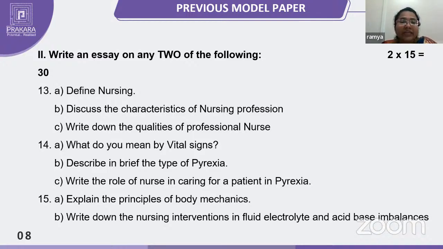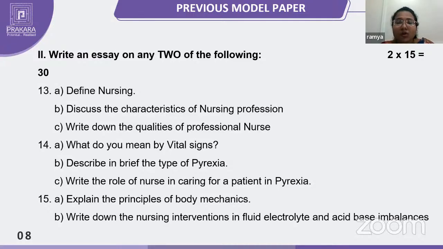14B question. And when we come to the third C question, 14 in that C question will be: write the roles of nurse in caring for the patients in pyrexia. So what is the responsibility of a nurse? Here you should plan the roles and responsibility of a nurse, and you should plan for the care plans.